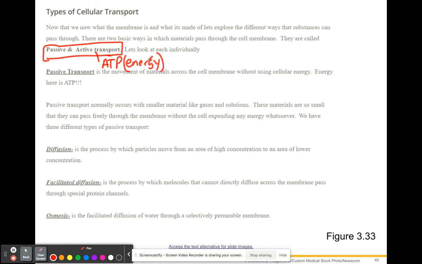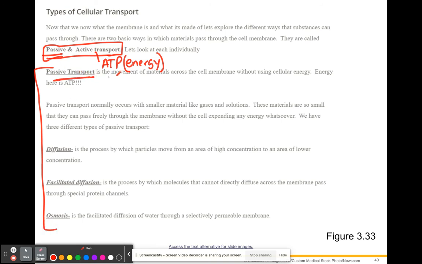Okay, active transport requires energy. Passive transport does not. We do not need ATP when doing passive transport. So we're going to break this up and look at it separately. We're going to look at passive and then we'll look at active. So here, all of this down here, this is all passive.